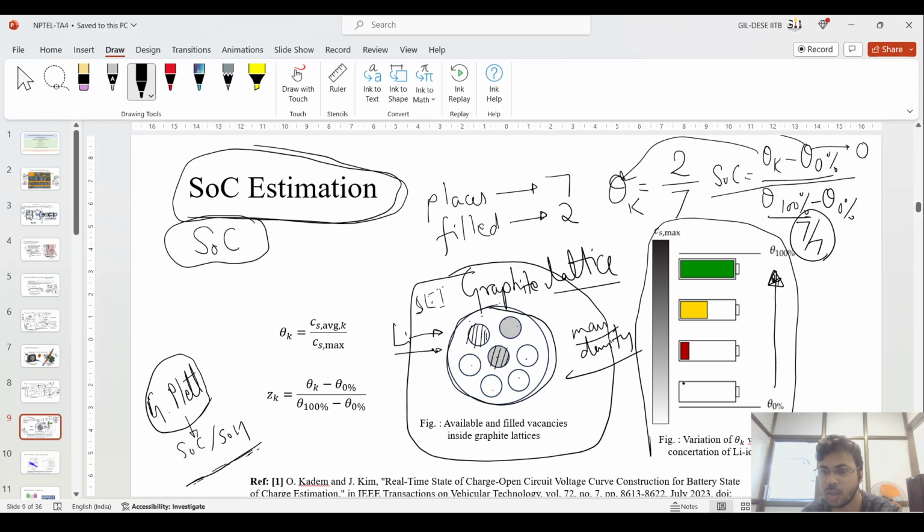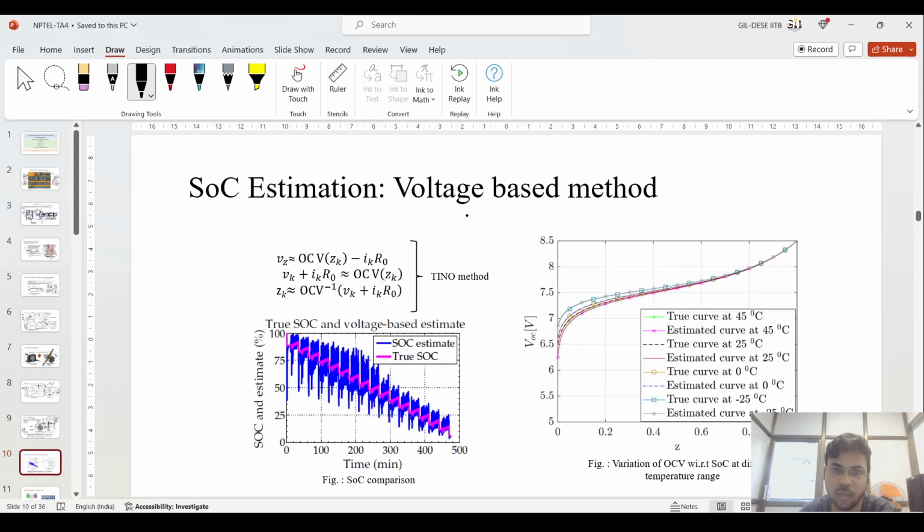Here on the right side I have given this image also, where theta is moving from 0% to 100%. If you see, initially their CS is very low, CS is zero. After that, it increases to CS max. It means theta is 100%, so the SOC is also increasing if the CS increases from CS0 to CS max. Okay, this is one of the SOC estimation methods.